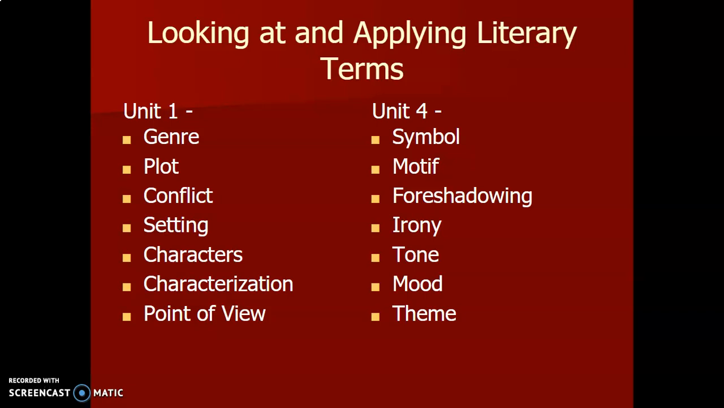We will divide the elements of a story into two different sections. Unit 1, which is what we're going to cover now, and Unit 4, which is what we will cover probably around November. To begin with, we're going to focus on the main basic elements of a story. We'll focus on the genre, the plot, the conflict, and the setting in this video. And then in your next video, we'll focus on characters, characterization, and point of view. The more in-depth analysis will happen when we get to Unit 4.